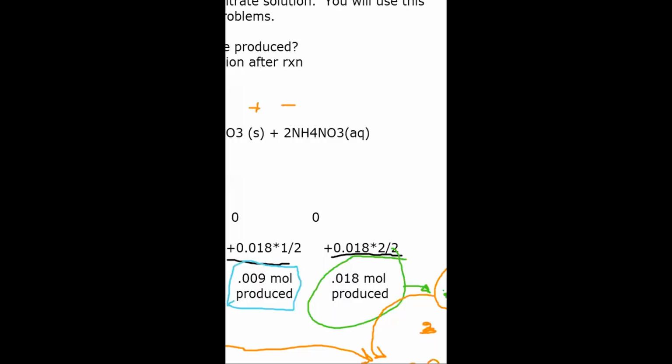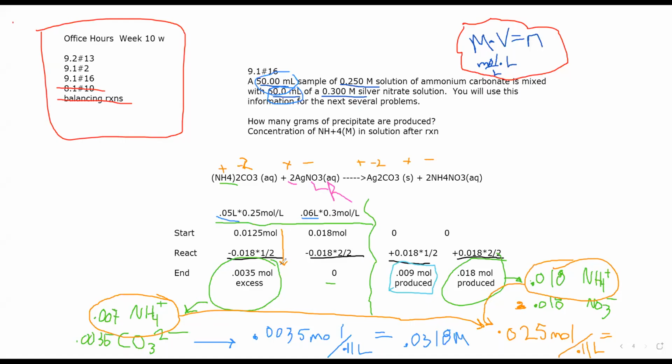But I'm just punching into the calculator. So I'm doing 0.0125 minus 0.018 divided by 2. And that gets me to 0.0035. I did the calculation correct. Had me doubting myself for a moment.